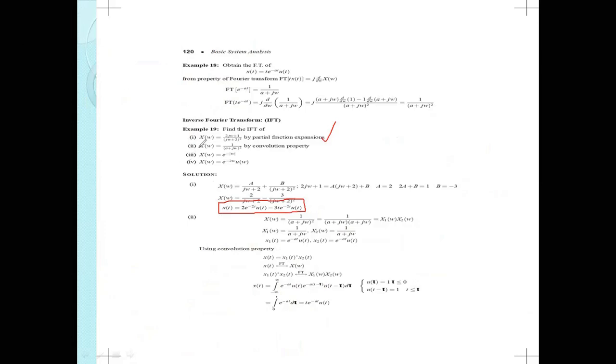And second, it is given X of omega is equal to 1 by (a plus j omega) whole square. What is the inverse Fourier transformation of this function? Directly by seeing it, we know it is t into e power minus at mu of t. But how to find it by using the convolution property? What is the convolution property saying? The time convolution.